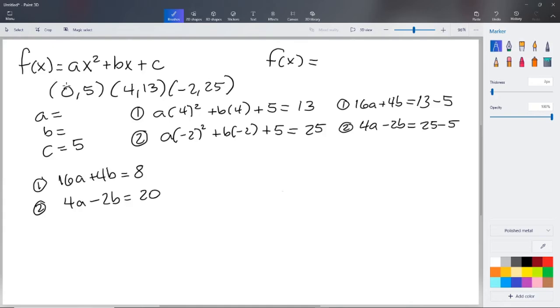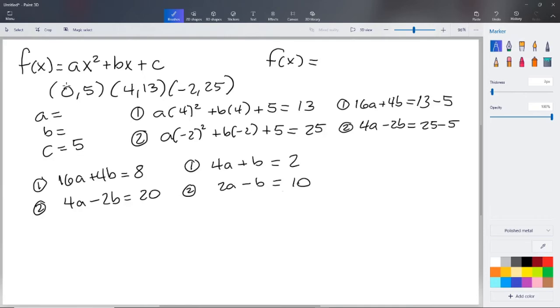So in equation 1, let's go ahead and just divide by 4 on everything. So 16 divided by 4 is 4a. 4 divided by 4 is 1b, and 8 divided by 4 is 2. In equation number 2, same thing, except we're using 2 this time. So we're going to have 4a divided by 2, which is 2a. We're going to have negative 2b divided by 2, which is minus 1b. And finally, we're going to have 20 divided by 2, which is 10. And now that we've reduced them, they're going to be easier to work with.